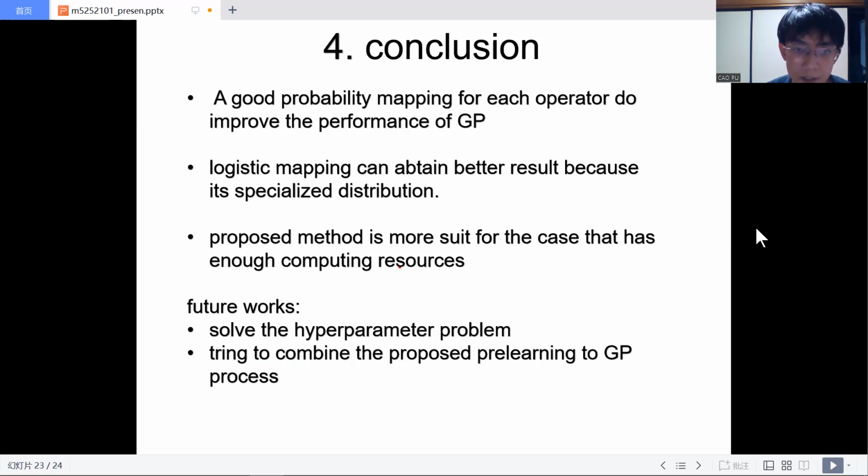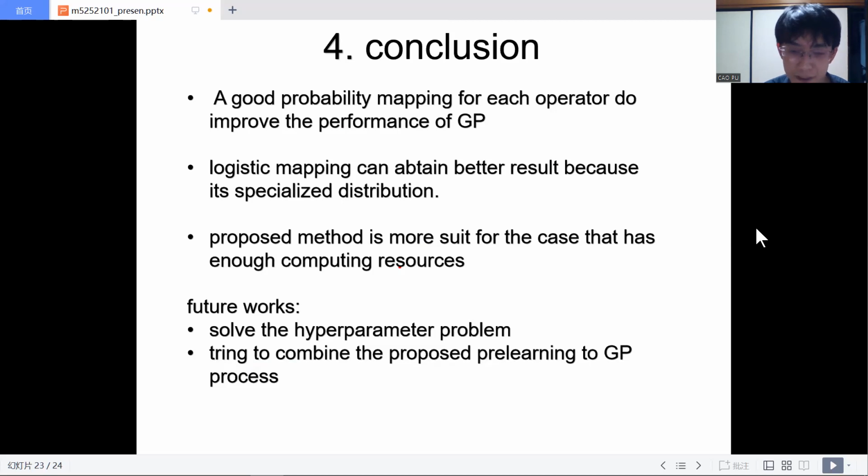So in conclusion, for experiment 1, we can see that a good probability mapping for each operator does improve the performance of the genetic programming. For the second experiment, we can see that the logistic mapping can obtain better results because of its specific distribution. And in the last experiment, we think the proposed method is more suited for the case that has enough computing resources.